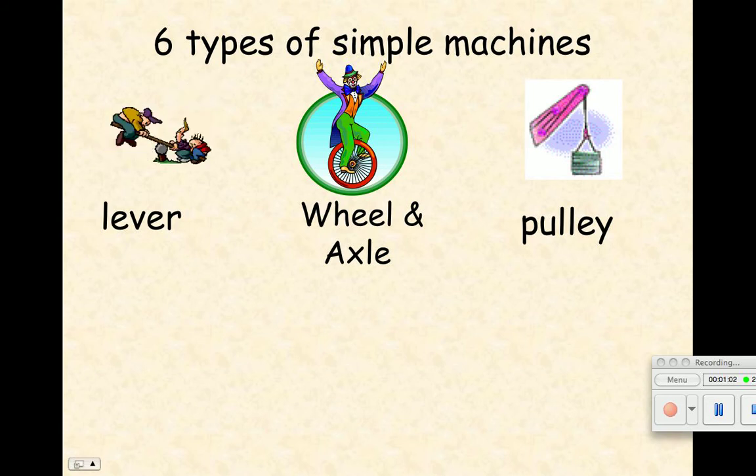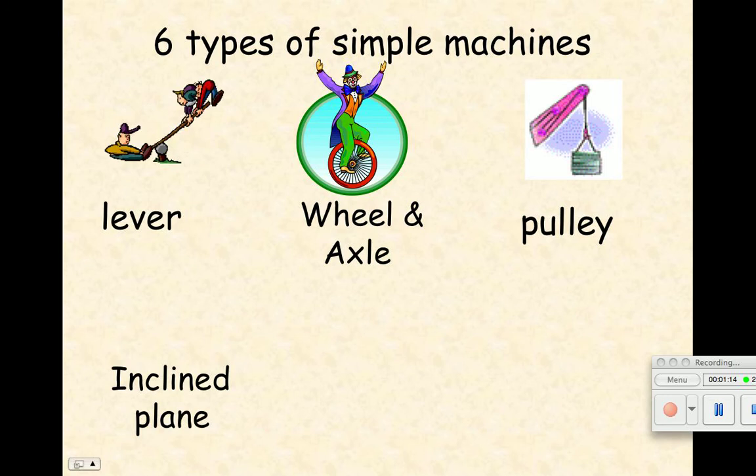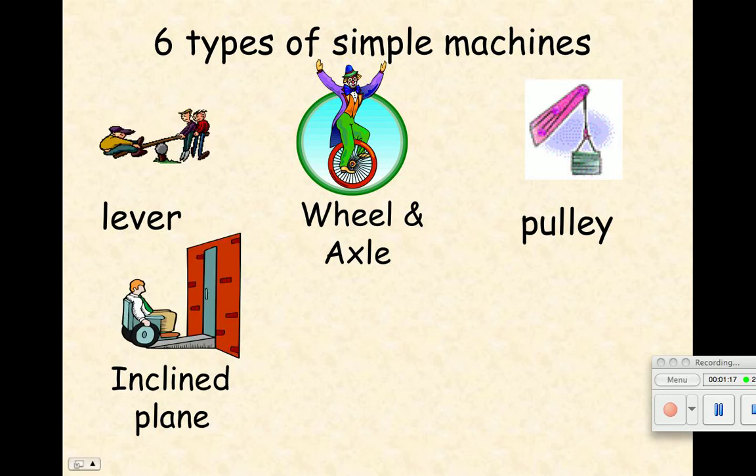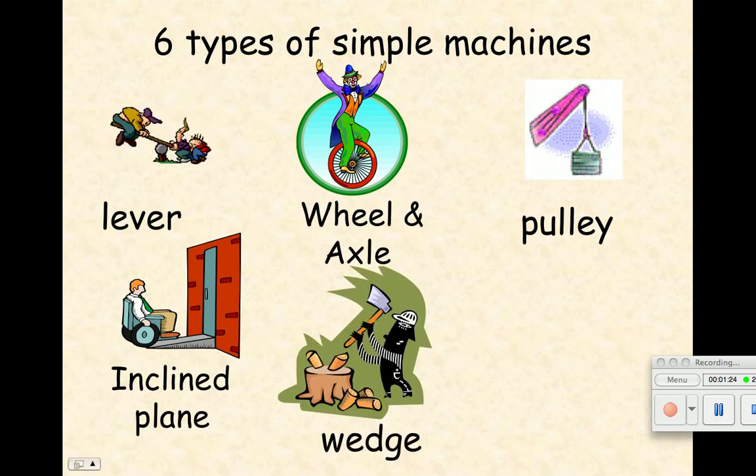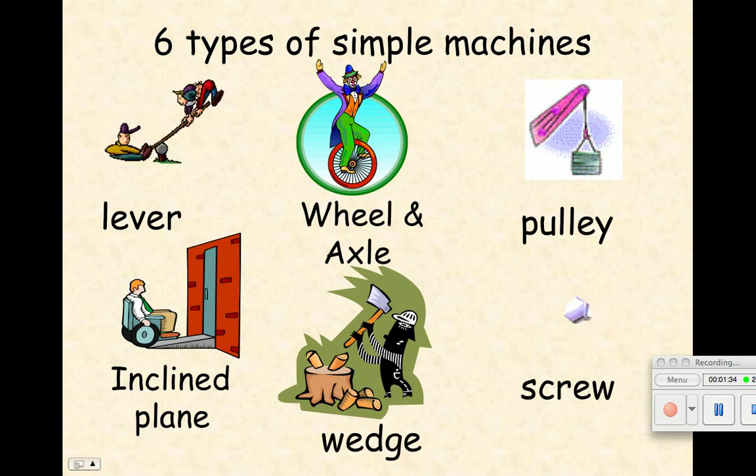Okay, so a lot of times scientists would say, well, technically there really aren't 6 types of simple machines. There's really the lever, and a modified form of that is the wheel and axle and the pulley. And then the other one is the inclined plane, okay, which is basically a ramp of some kind. And modified versions of the inclined plane are the wedge, which is a movable inclined plane, or a screw, which is an inclined plane wrapped around a cylinder. So let's take a look at each one of these and how they make work easier.